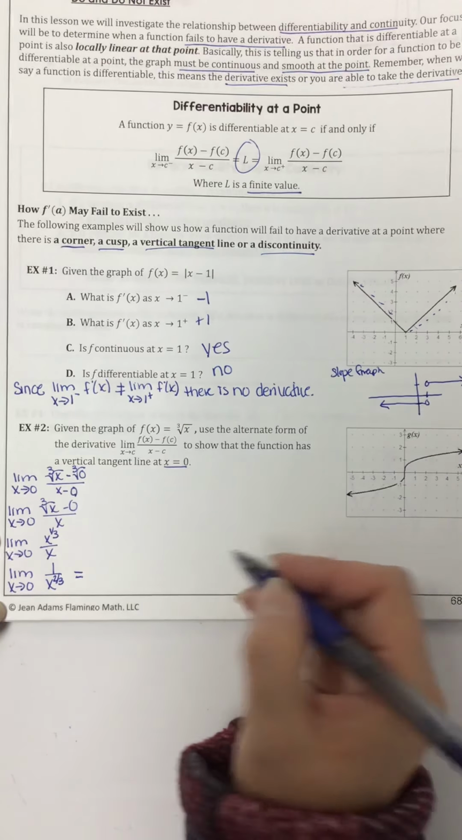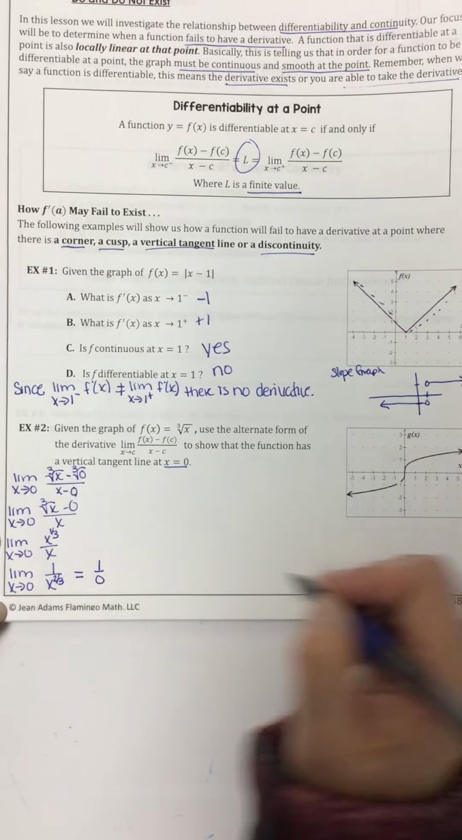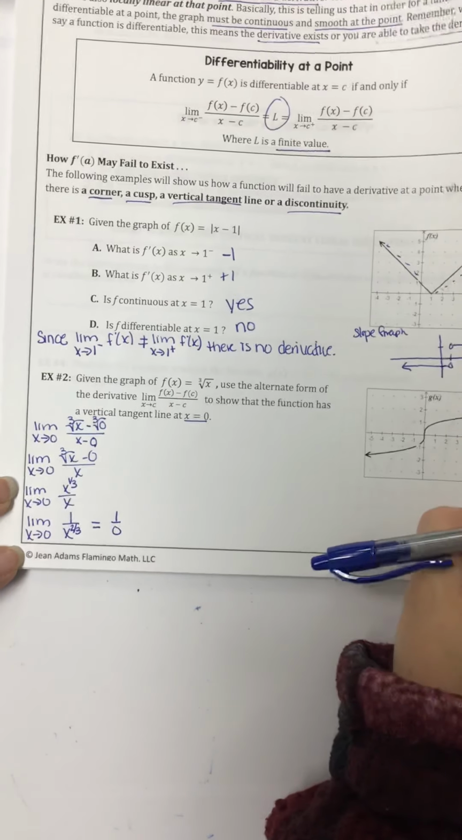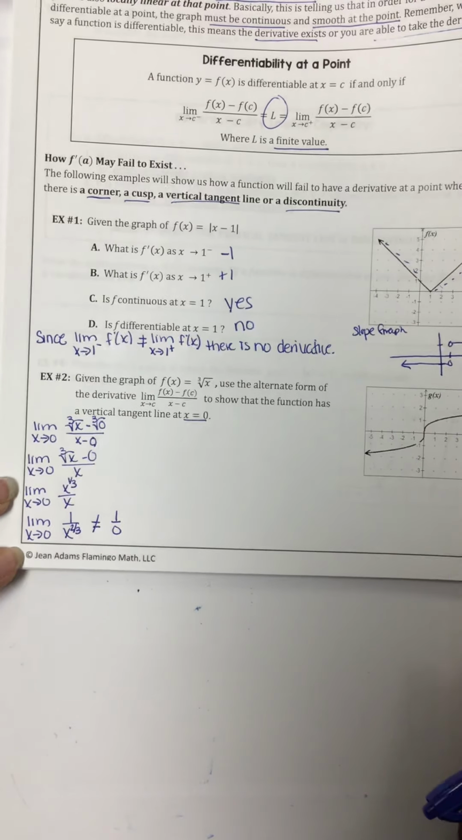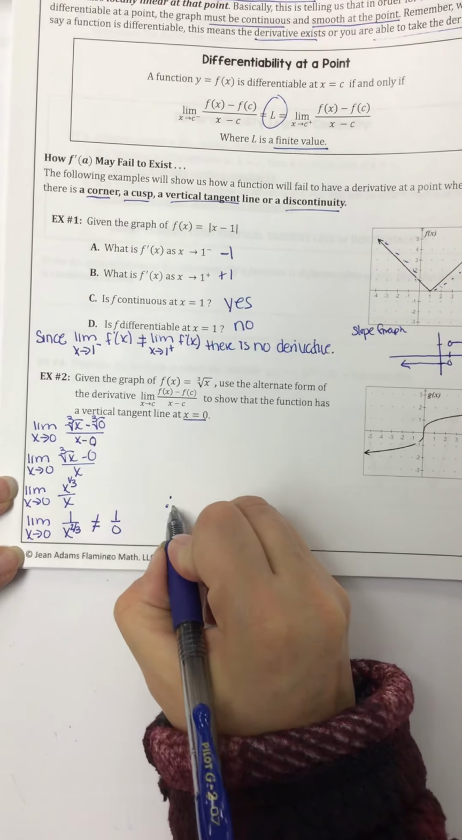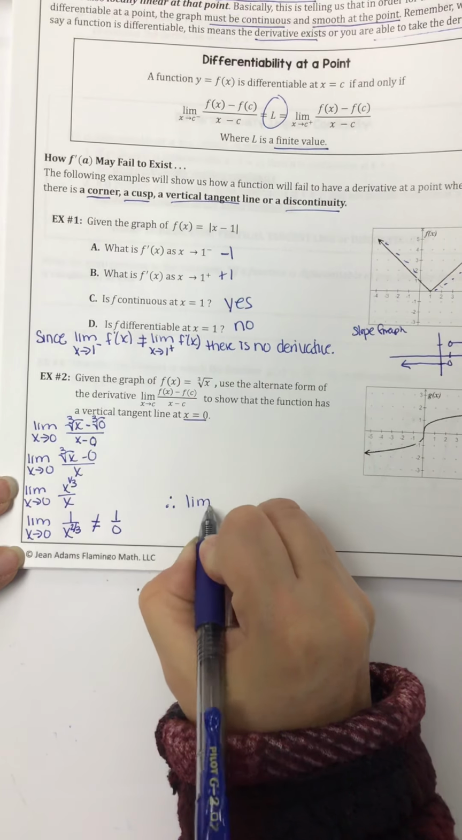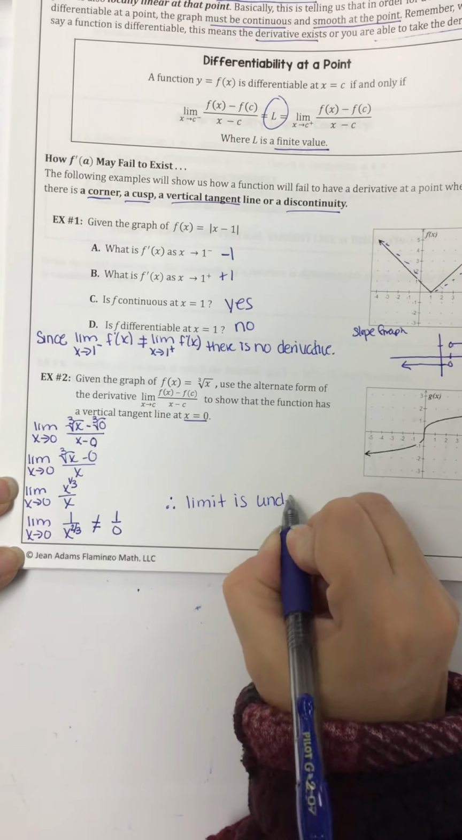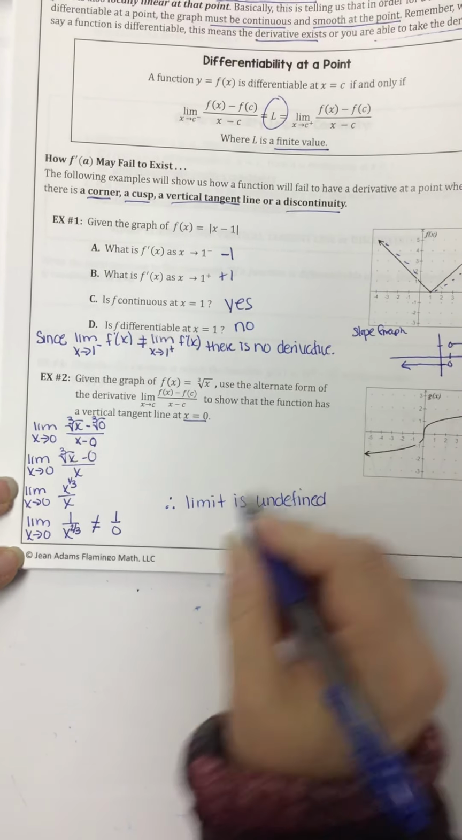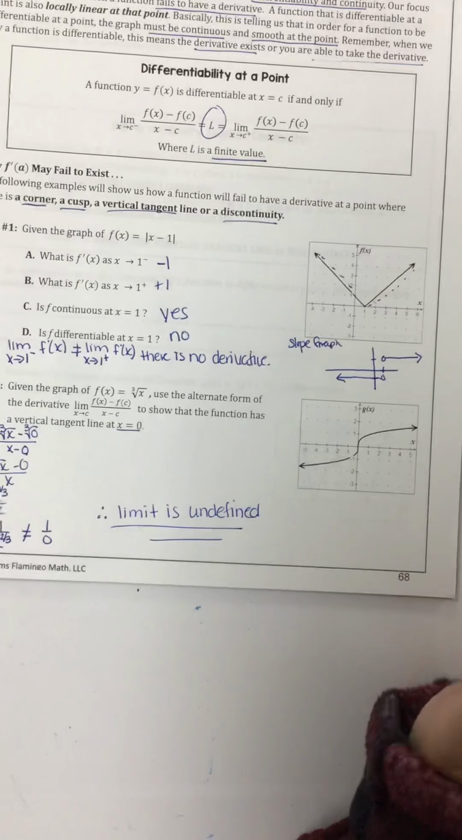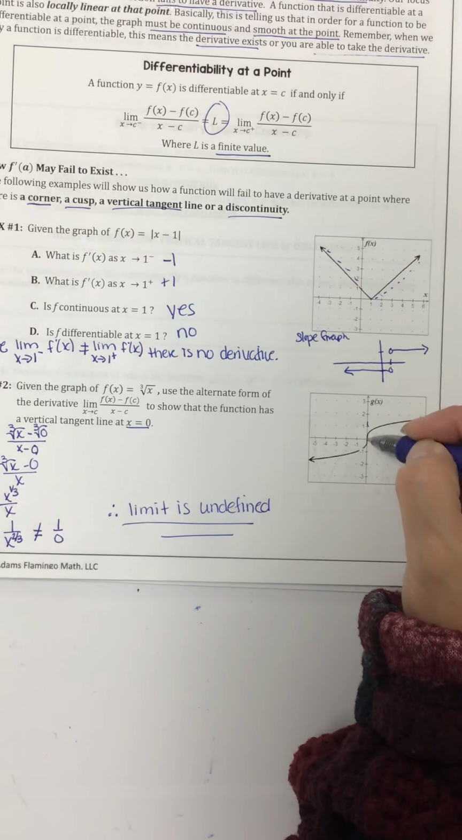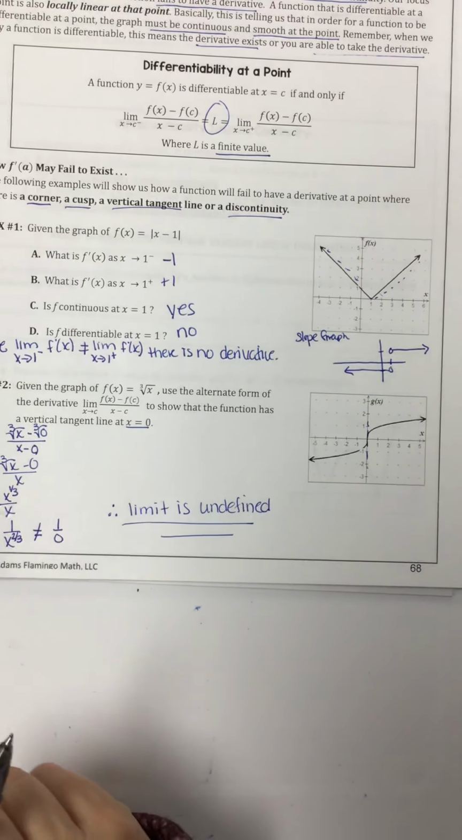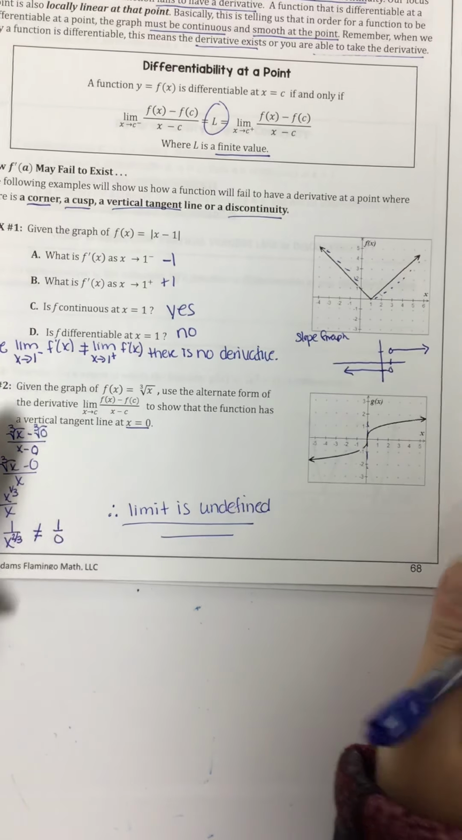Well, if we plug that in, you'd have division by 0, wouldn't you? And we can't have division by 0. Therefore, the limit is undefined. So our slope would be undefined, which right there you can kind of see that, can't you? Make sense? All right.